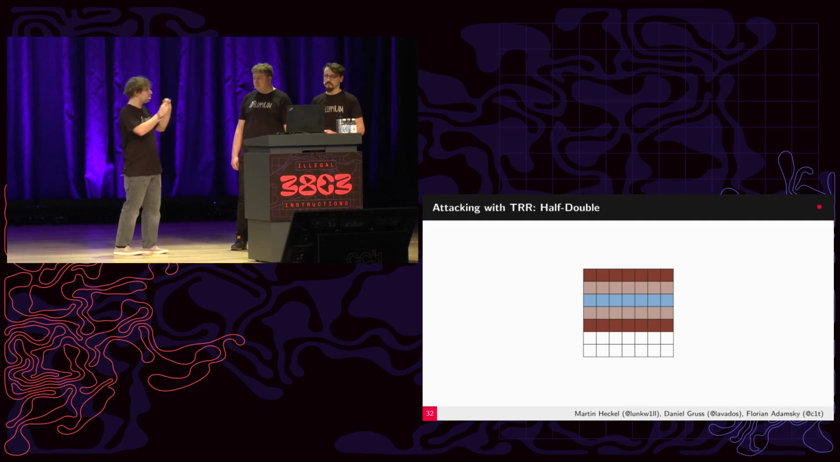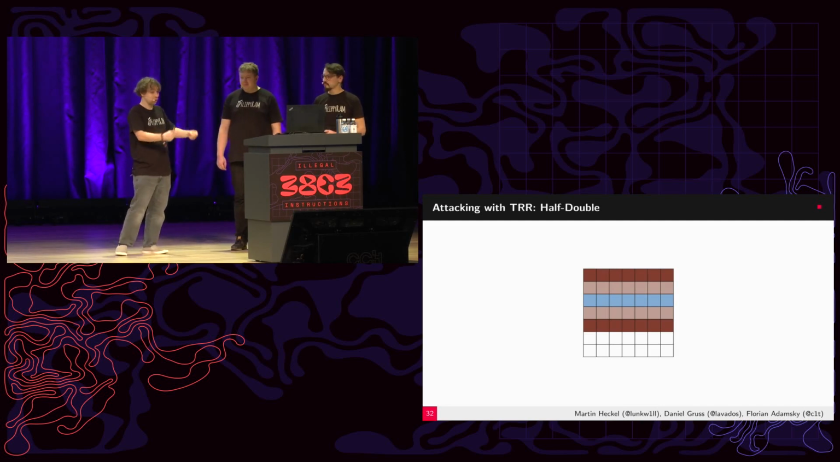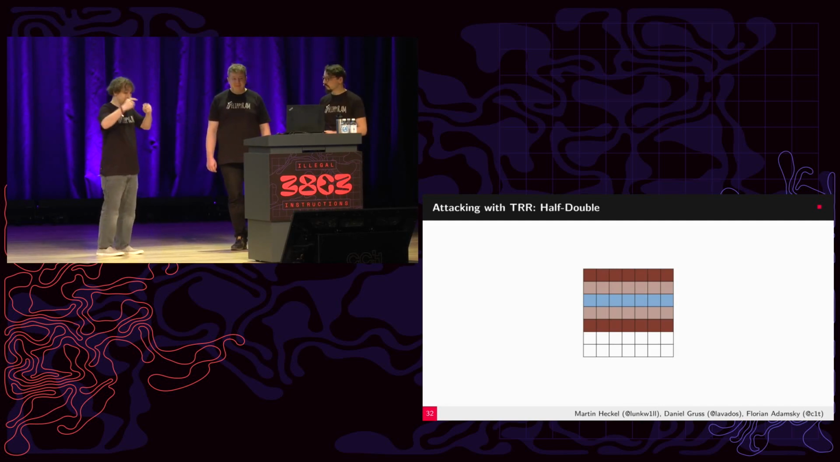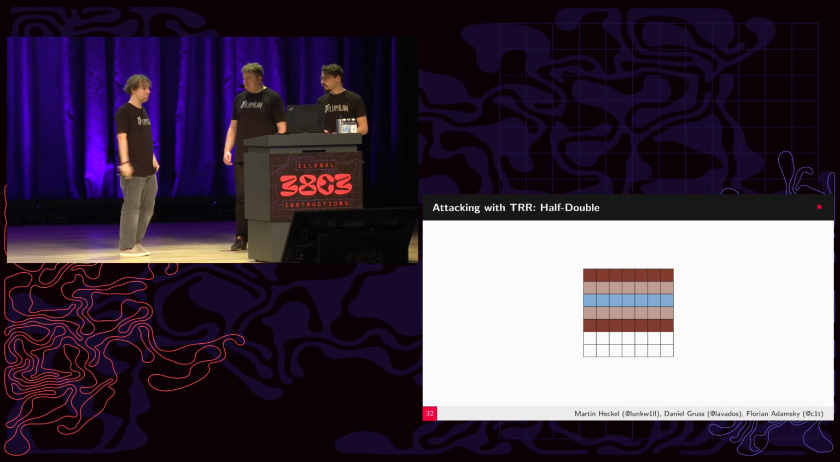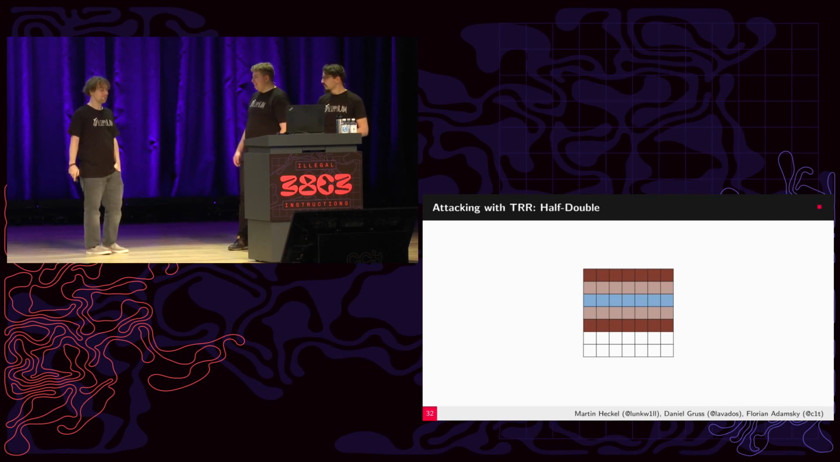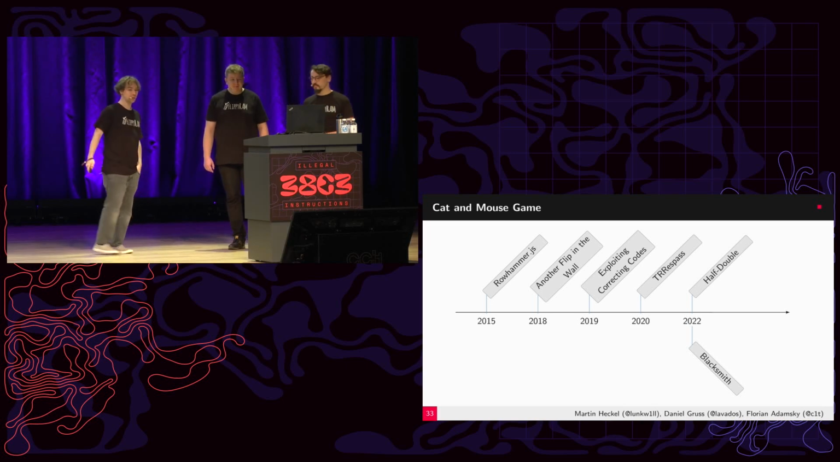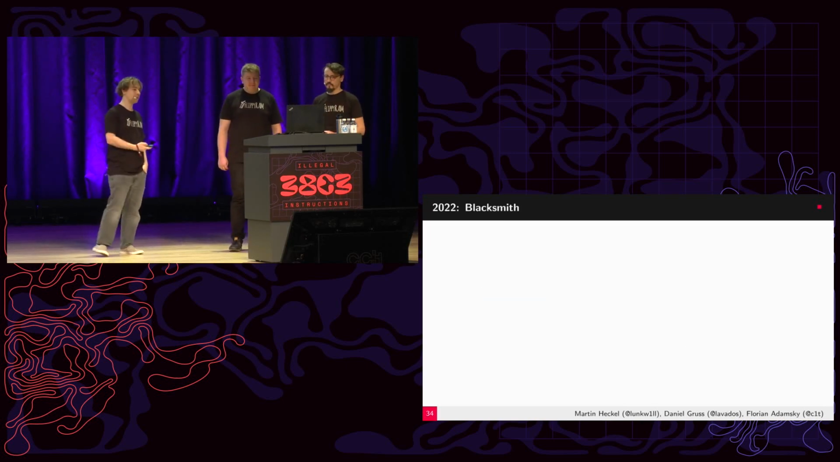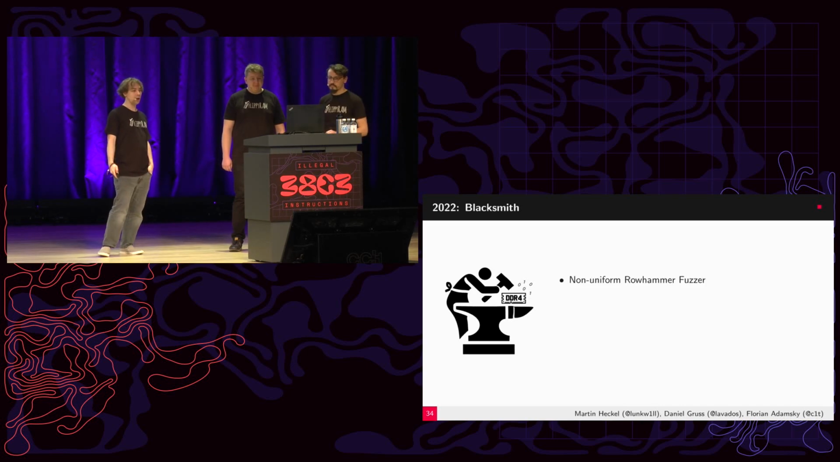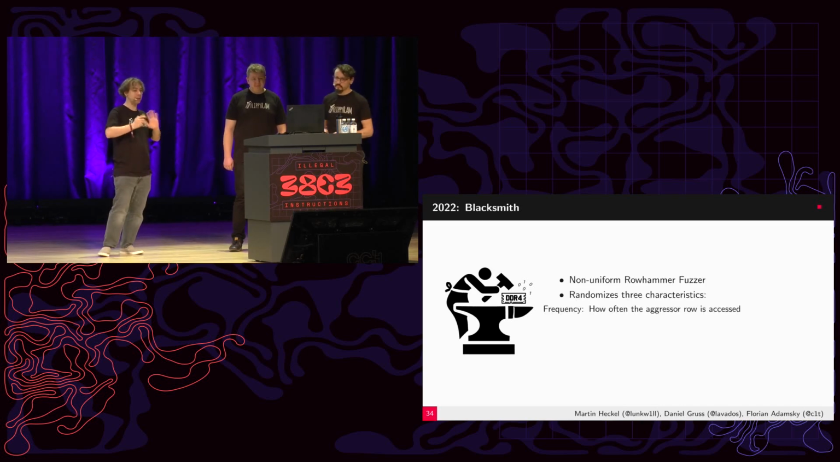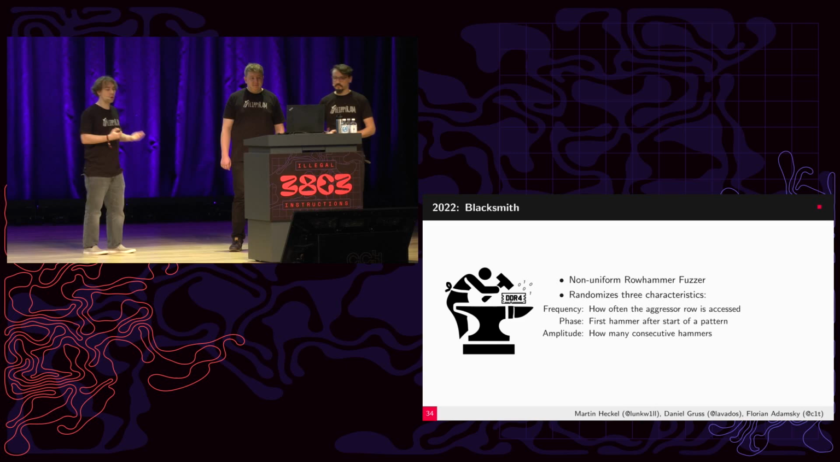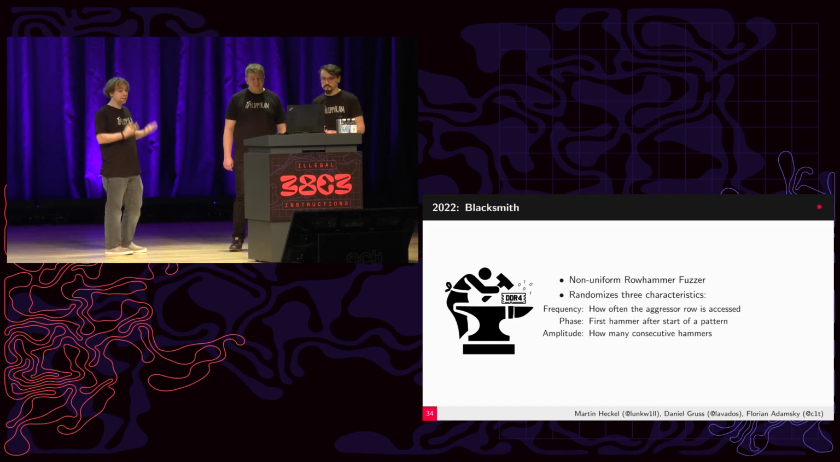And actually now the mechanism that you just suggested to refresh the rows does part of the hammering, because it's doing these accesses to refresh rows, but it's actually hammering now. So the mitigation just enables another attack. Yeah, there were more papers. Blacksmith, also 2022, presented a fuzzer which looks at different parameters, different characteristics of Rowhammer patterns and finds patterns that work on these systems.